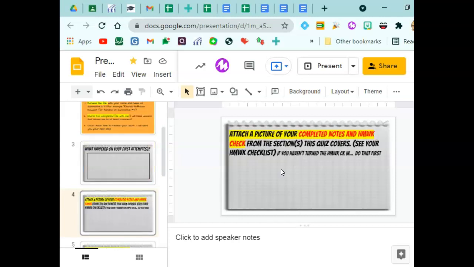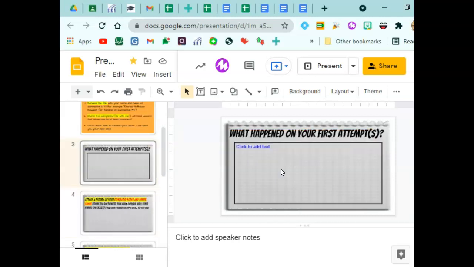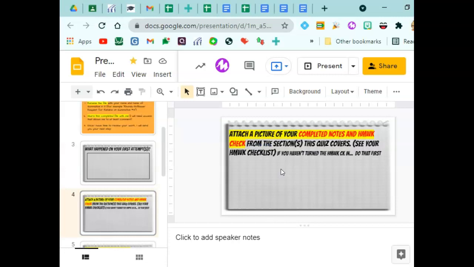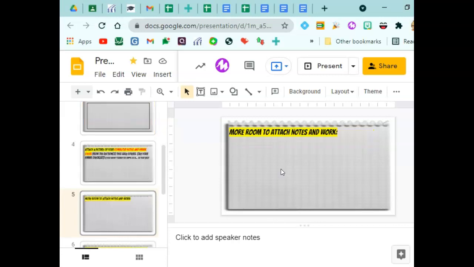It says, what did you do wrong? Tell me what you think happened, okay? And then it says attach. Basically, if you don't want to attach a copy of all your pages and notes and homework, just attach or show me a picture of the checklist and then anything that wasn't done the first time around. Does that make sense? Just that little checklist. If it's a 14 out of 14 already, then you're good. If it's a 10 out of 14, show me a picture of the checklist and a picture of whatever you didn't have done the first time.